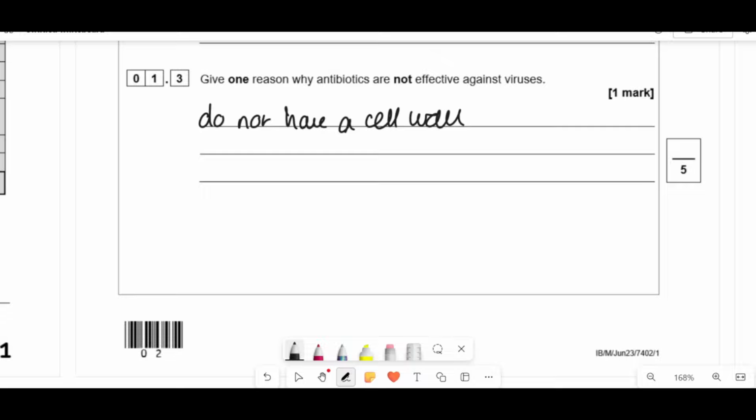Here it says many students failed to understand what this question was driving at. The reason antibiotics are not effective against viruses was supposed to get at the idea that viruses don't have the same structure as bacteria.